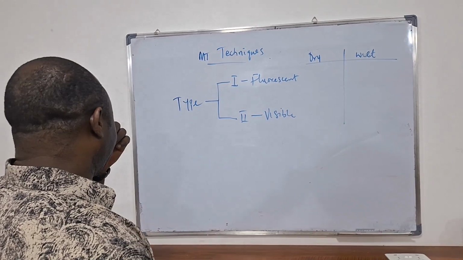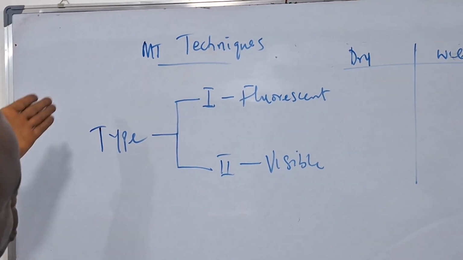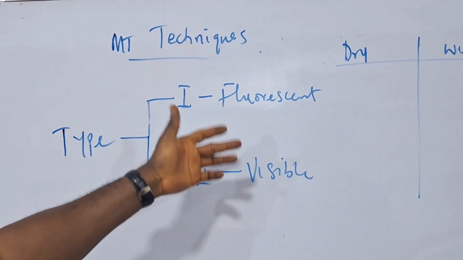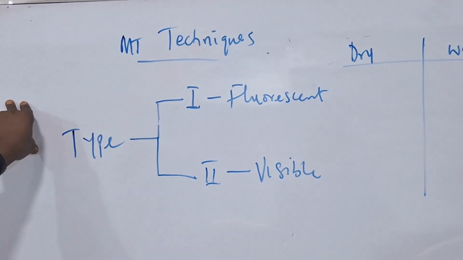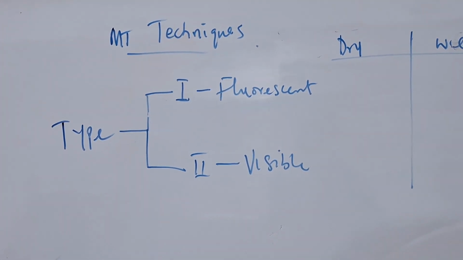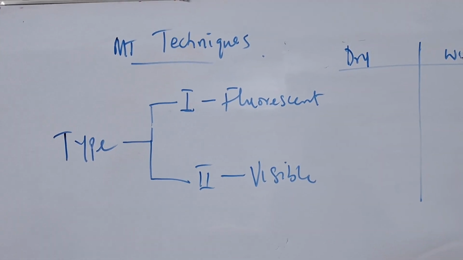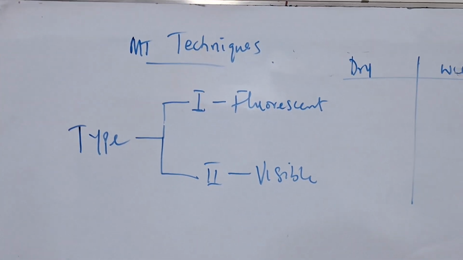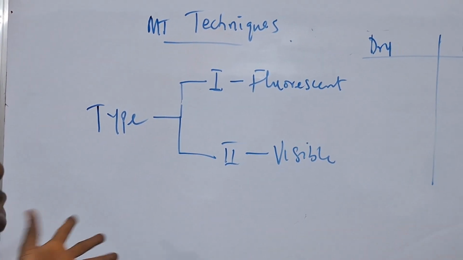So we'll be looking at the techniques for magnetic particle testing. You have basically the type 1, type 2, the fluorescent and the visible. The fluorescent type is regarded as the most sensitive for carrying out magnetic particle testing as compared to visible. In that case, you are talking about how you view your results. In the case of fluorescent, you view with your UV lights, while for the visible technique, you are using your visible light, which is your normal ambient light.